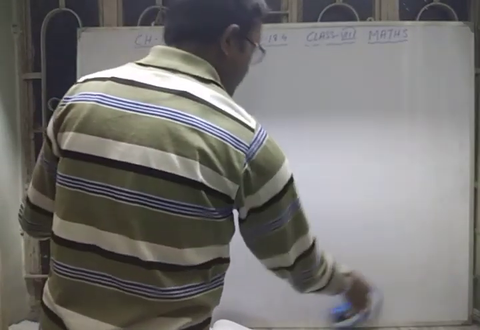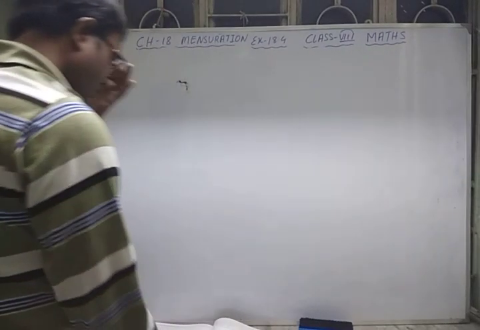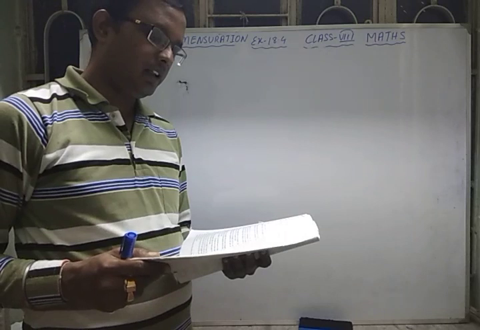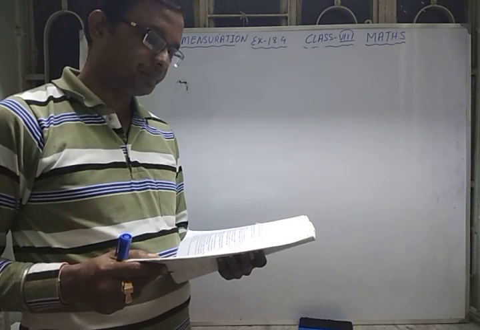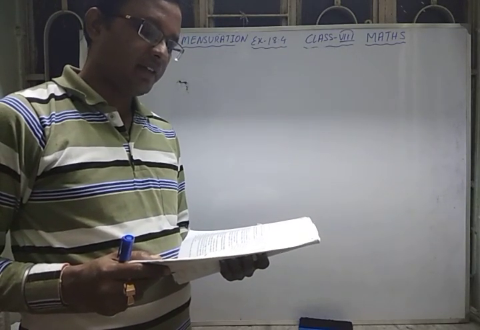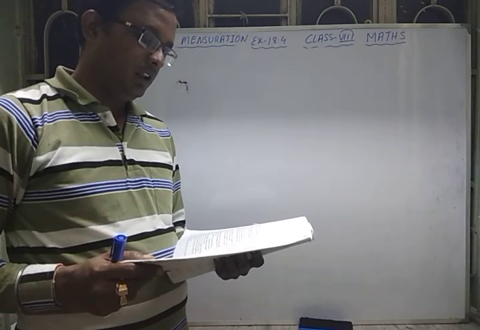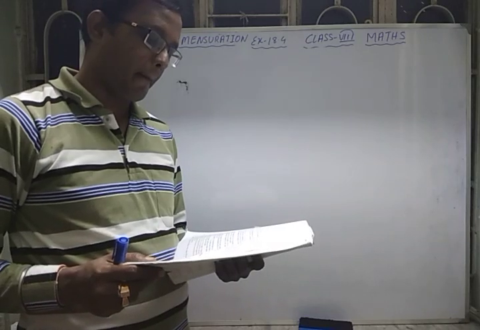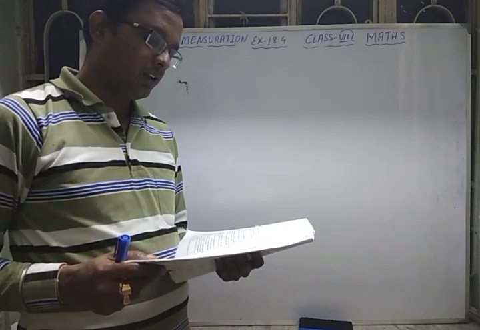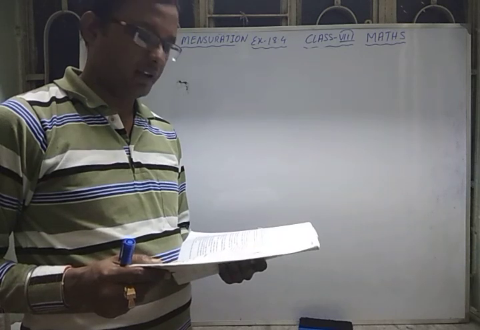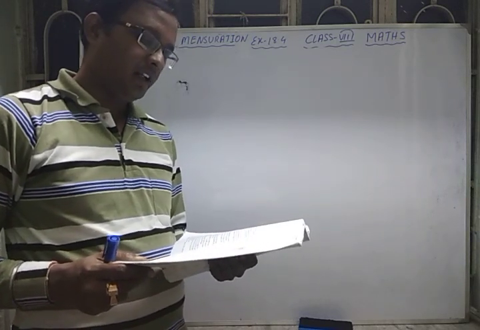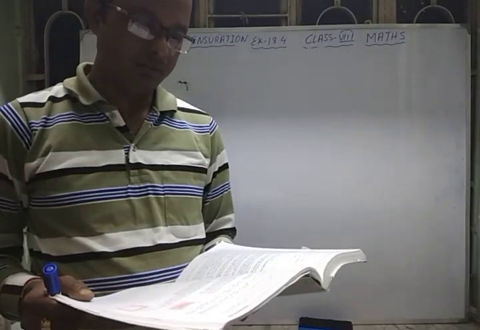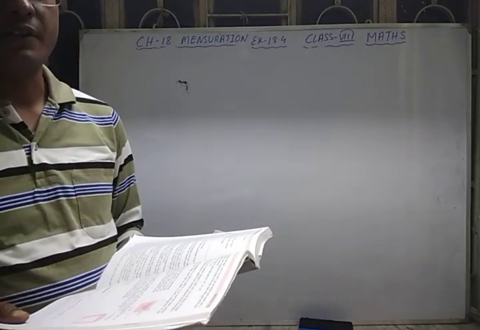Now the last question of this exercise. The adjoining figure shows a metal pipe of 77 centimeter long. The inner diameter of the cross section is 4 centimeter and the outer one is 4.4 centimeter. Find the inner curved surface area, the outer curved surface area and the total surface area.